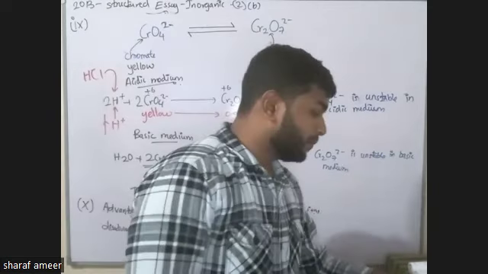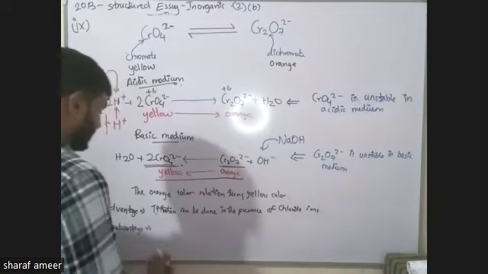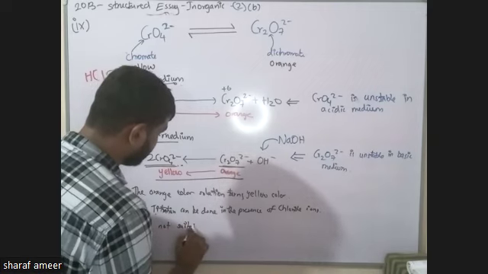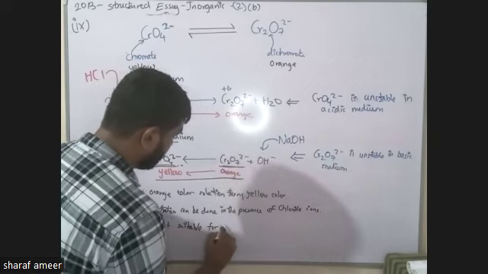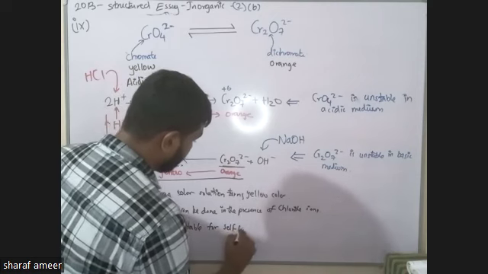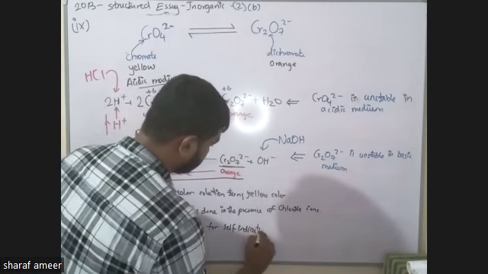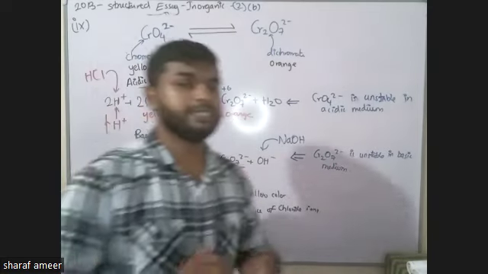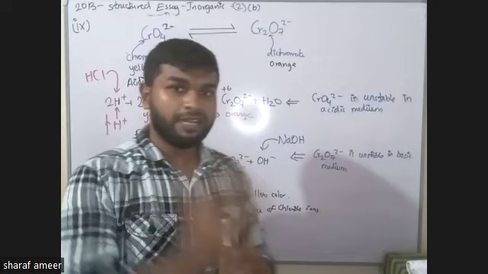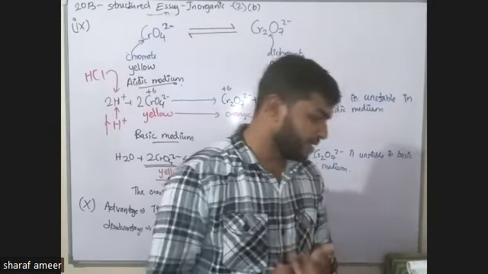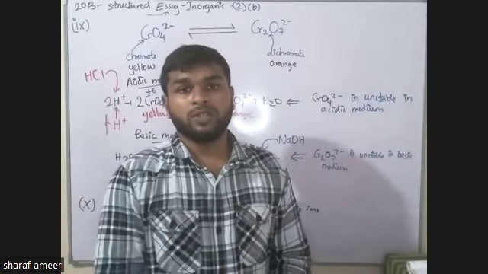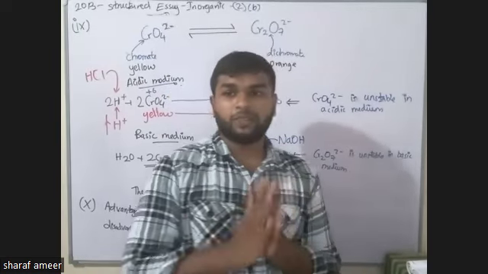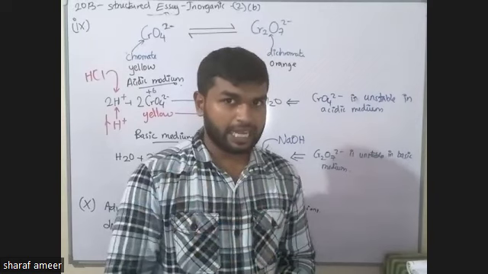So therefore, the disadvantage is: not suitable for self-indicator. This is the answer for the 10th one: advantages of dichromate, disadvantages of dichromate. This is the structure part of the inorganic essay. We'll continue this in the next class.